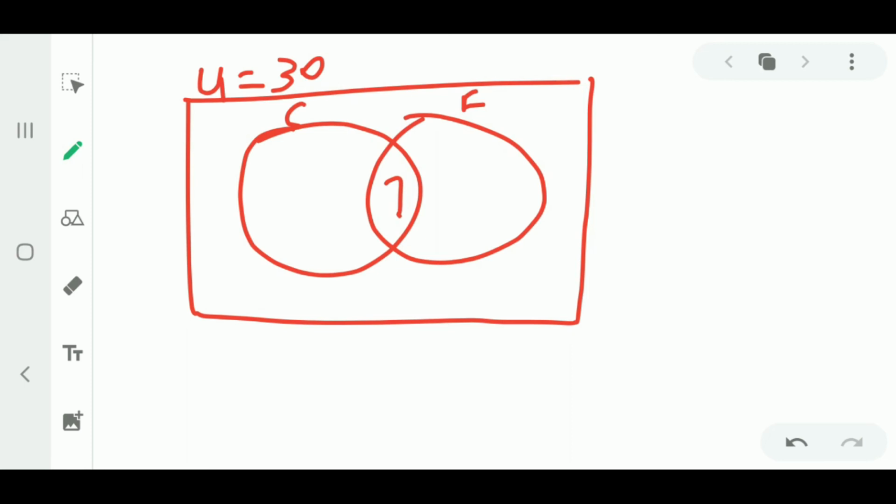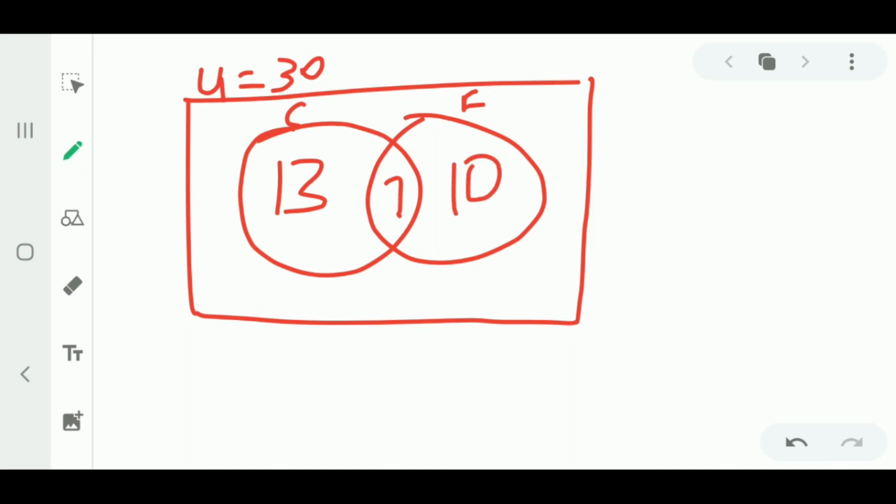So just by looking at this, we could simply say 20 minus 7, which gives us 13 for cricket only. And then for football, it would be 17 minus 7, which would give us 10.